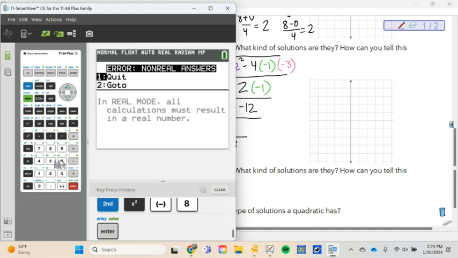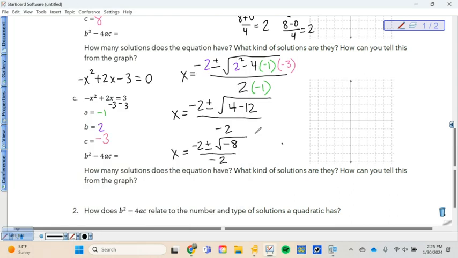Oh, how do you do it? I think it's like second and then the up button. I don't remember. If you give it to me, I can play around with it and fix it. Maybe it's like second plus or something. I don't remember. But look, when I plug in the square root of negative 8, it tells me I get a non-real answer. This is called an imaginary number.